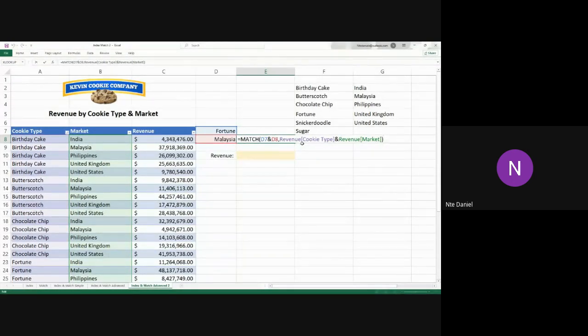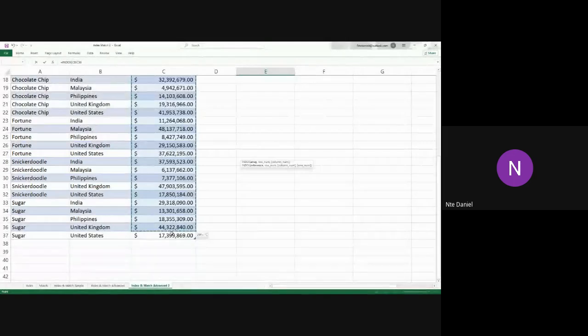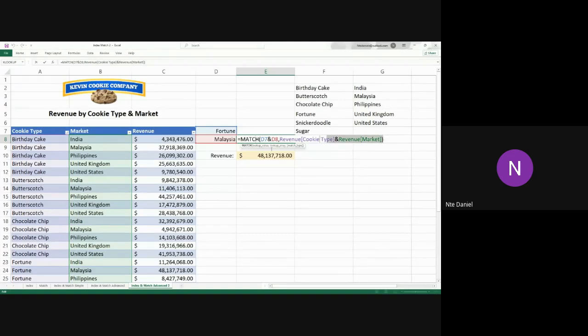Now we're sure the match is working, we'll create our index, right? I will go equals to index. What are we looking for? We're looking for the revenue. So this is going to be our array, right, comma. What's going to be our row number? I'm going to hard code this 17 here. I'll press enter. I'll come here, I'll grab this match function, I'll replace that 17 with this match function here.